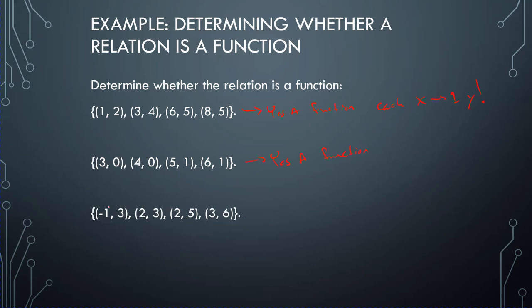But now look at this one. This is saying -1 goes to 3. That's okay. 2 goes to 3. But it's also saying 2 has a relation with 5. So when 2 goes to 3 and 2 goes to 5, this is not a function. As the x value 2 goes to both 3 and 5, you have one element in the domain going to two elements in the range. That's not good. So whenever the x's repeat themselves, it's not a function.